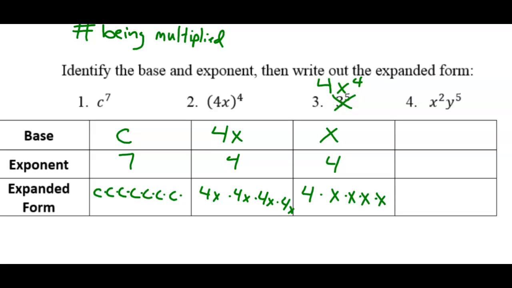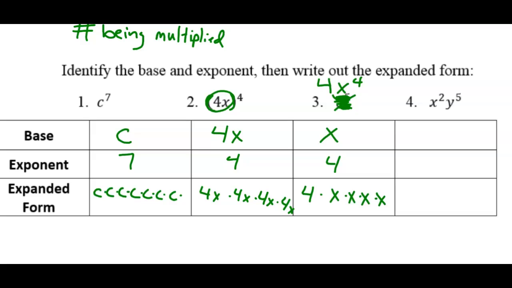Yeah, I was just going to ask that question. What's different between 2 and 3? Right. 2 has parentheses around it. These parentheses make this 4 attached to all of this. The fact that I don't have parentheses here makes that 4 just attached to the x. Do you see that?